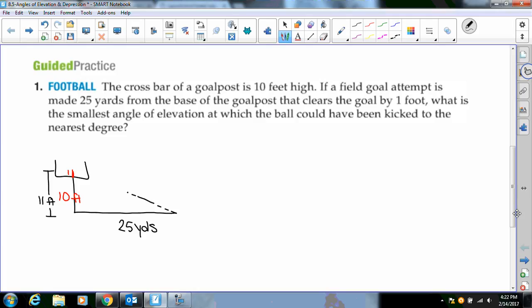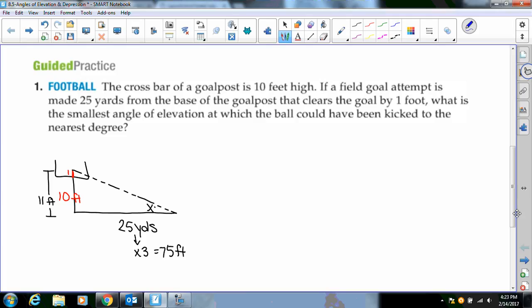So that angle of elevation is going to be this right here. So that's that x degrees. Now, to be able to do this, we need to make sure that our measurements are in the same units. So I'm going to take this 25 and put it into feet. So remember, there's 3 feet in a yard. So that would make this 75 feet from the base of the goal.